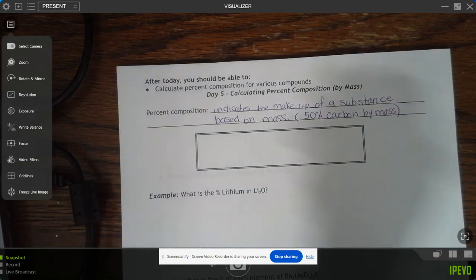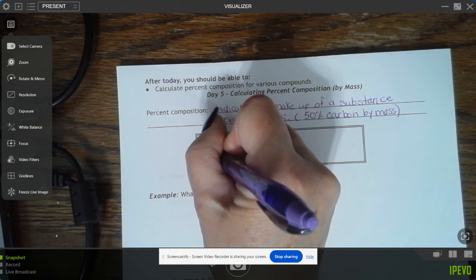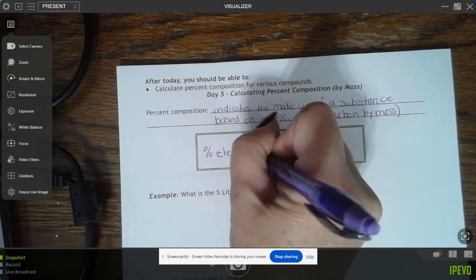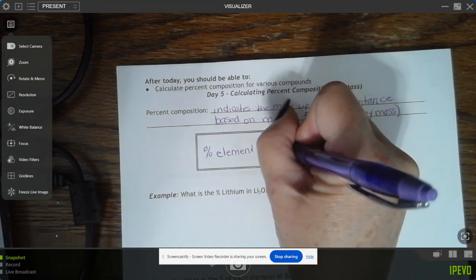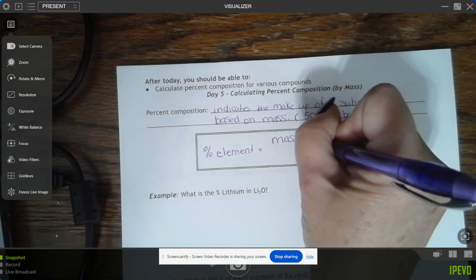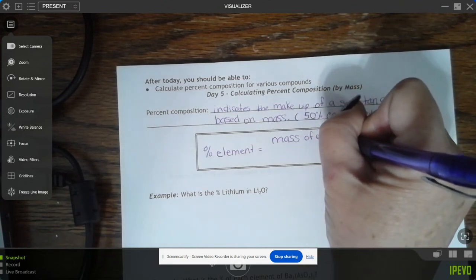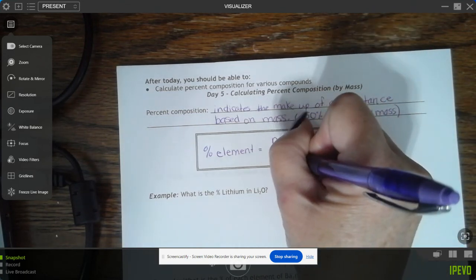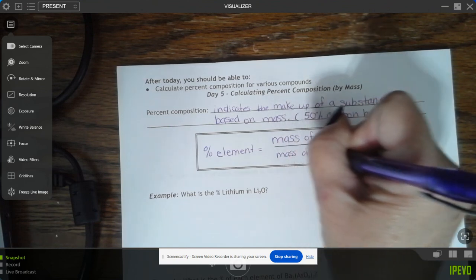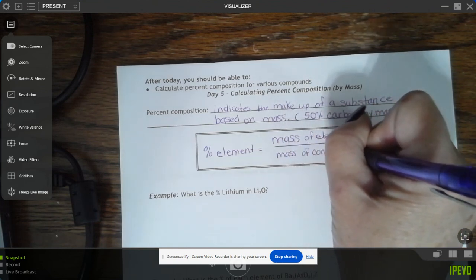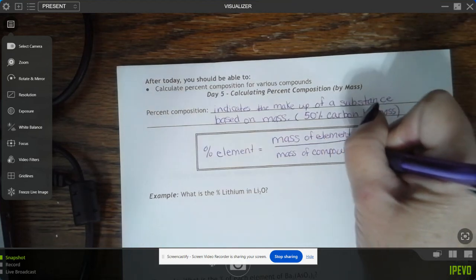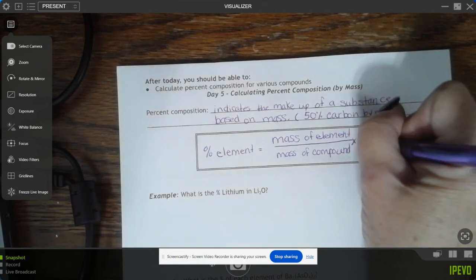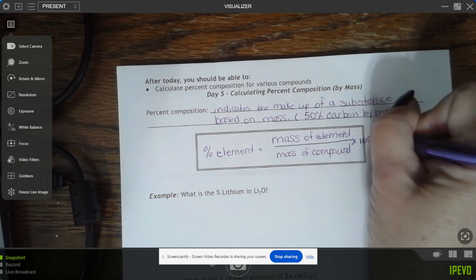So the way that you do this, if you want to calculate the percent of a given element, what you do is you take the mass of that element and you divide it by the mass of the compound. And just like any percent, you're going to multiply by 100 to get the percent.